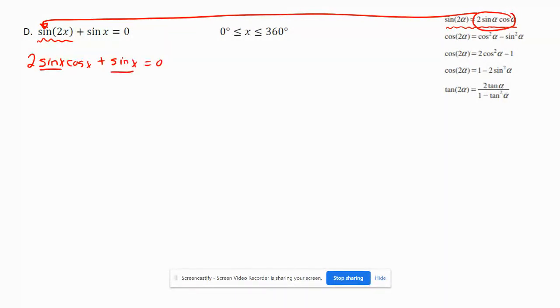We have a common factor of sine x. Once we factor this one out, that means sine x equals 0, or 2 cos x plus 1 equals 0. And that means that cos x equals negative 1/2.